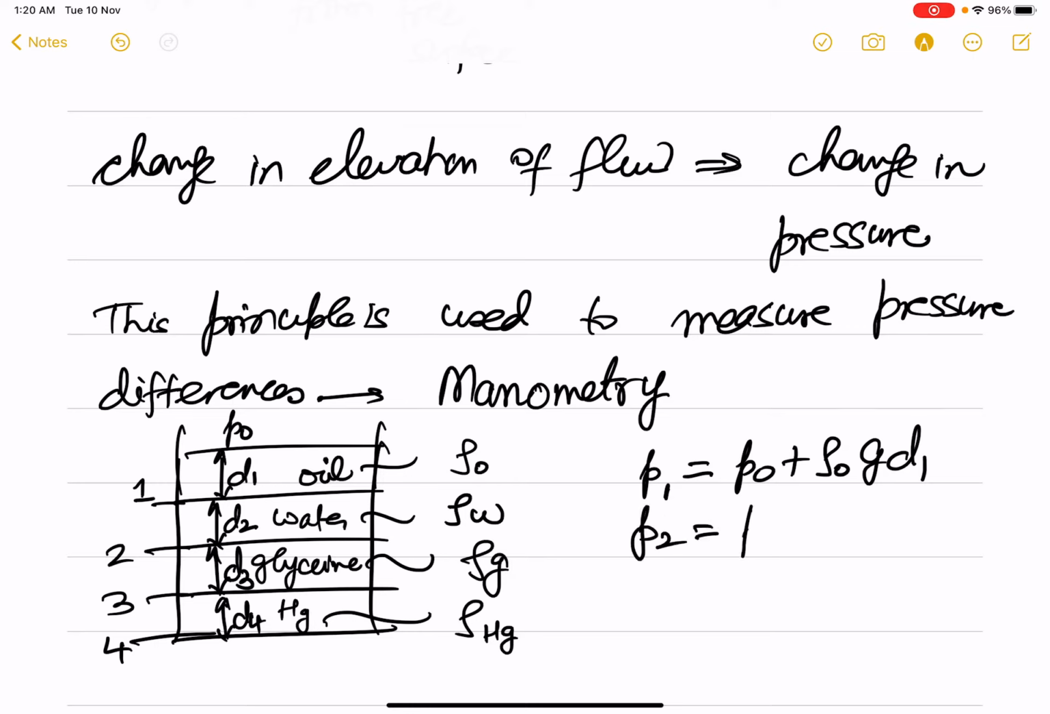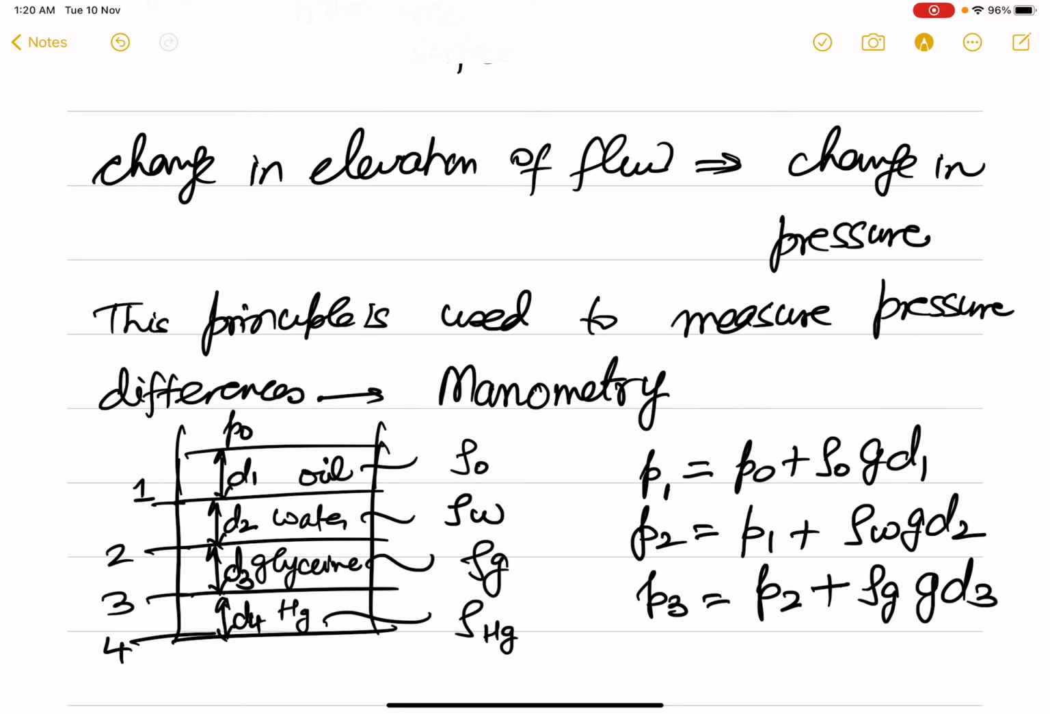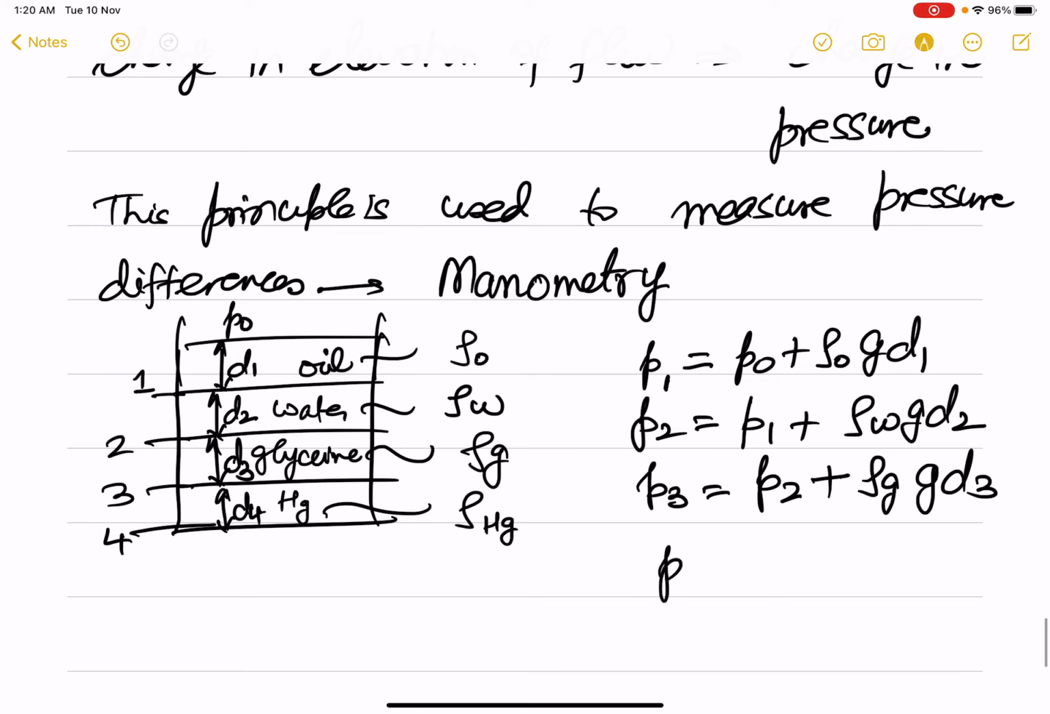P2 will be equal to P1 plus rho water G D2. P3 is equal to P2 plus rho glycerin G D3. And P4 is equal to P3 plus rho of mercury times G times D4.